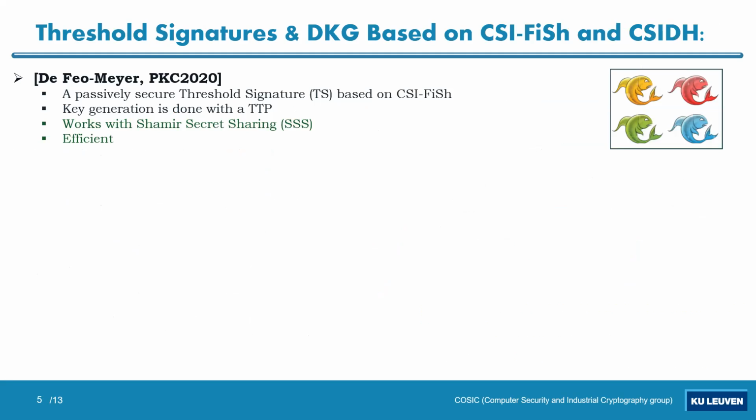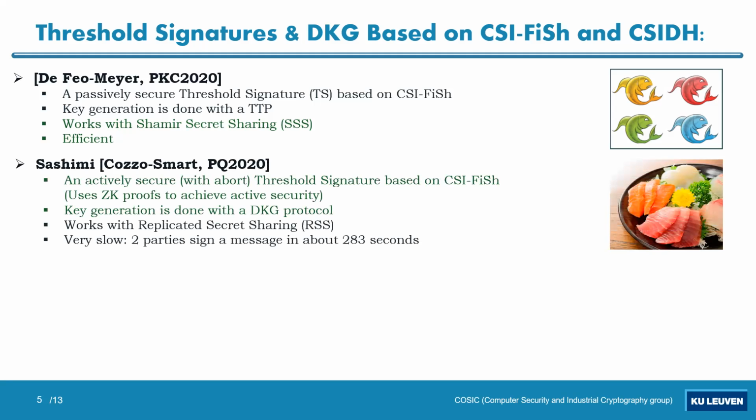Based on this idea, basically round-robin communication, we have several threshold signatures. The first one was the one by De Feo and Meyer, which was passively secure, and it works with Shamir secret sharing. Since it is passively secure, it is more efficient, of course. And in the same year, we had a nice protocol called Sashimi by Cozzo and Smart. They achieve active security by adding zero-knowledge proofs to such protocols. But they work with replicated secret sharing, and they don't need a trusted third party to do the key generation. They have a distributed key generation protocol.